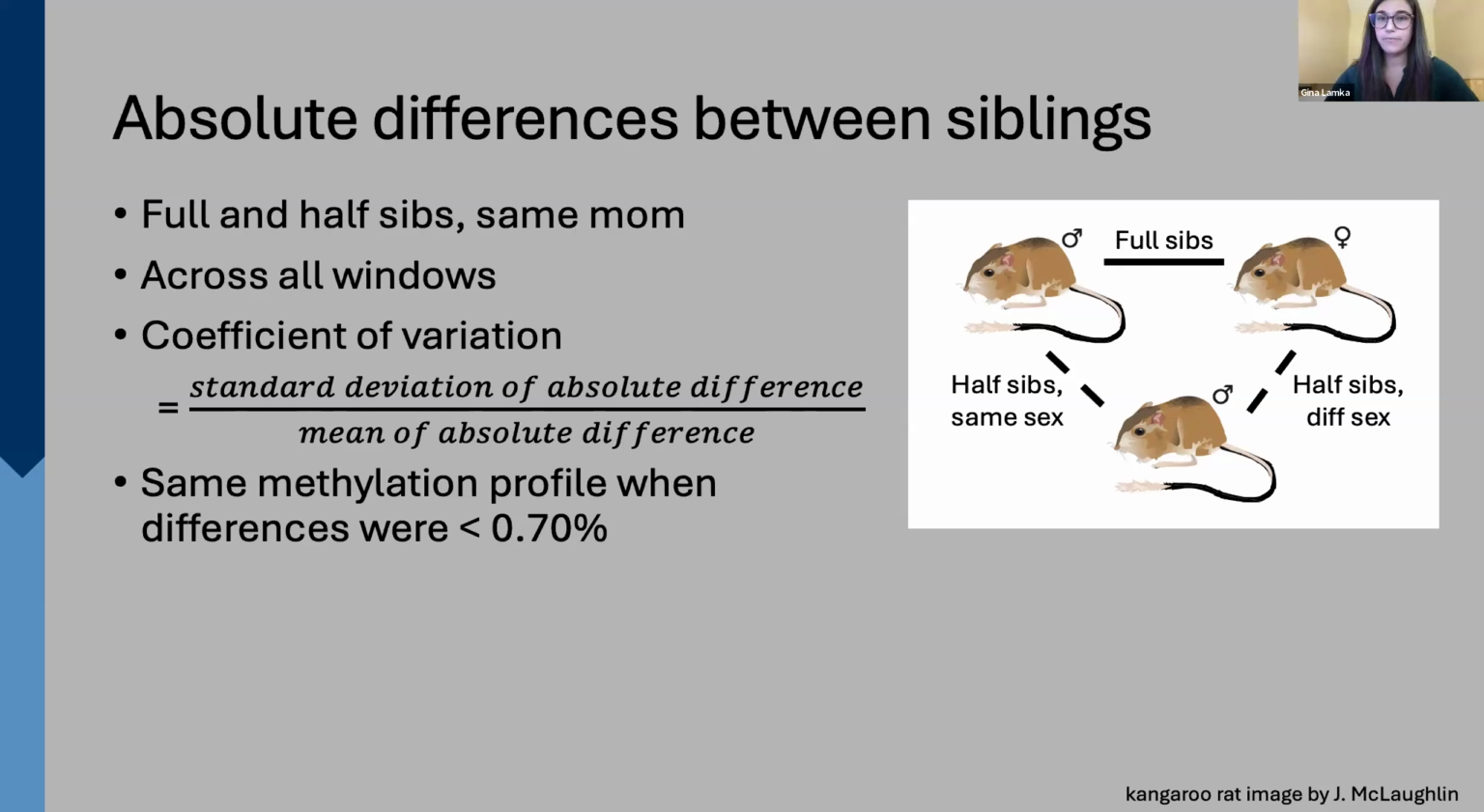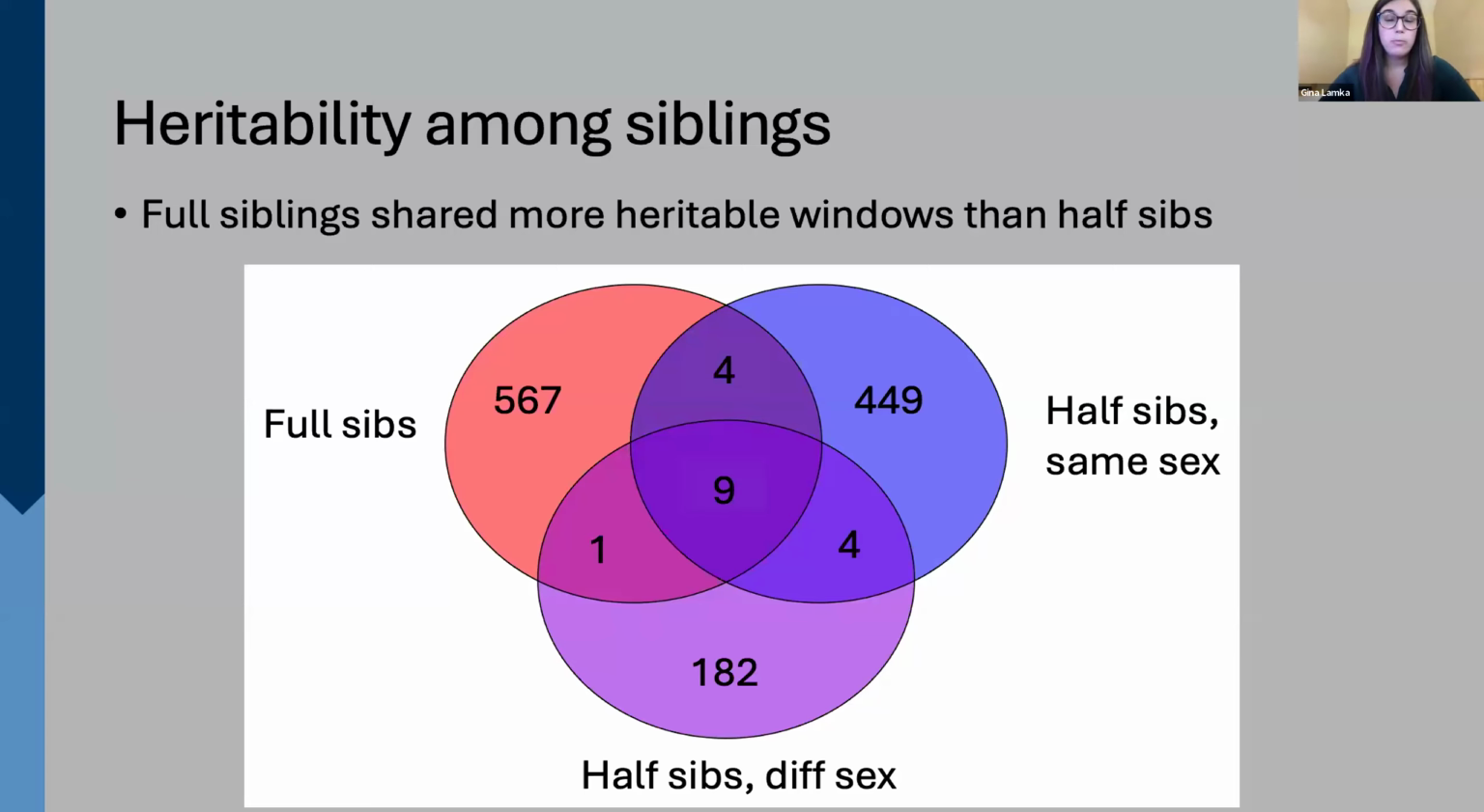Here we found that full siblings had 26% more heritable windows than half siblings of the same sex, and over 3 times as many heritable windows as half siblings of different sexes. And also half siblings of the same sex had almost 2.5 times as many heritable windows as half siblings of different sexes. So we're seeing not only the influence of genetic relatedness on the epigenome profile, but also of sex.